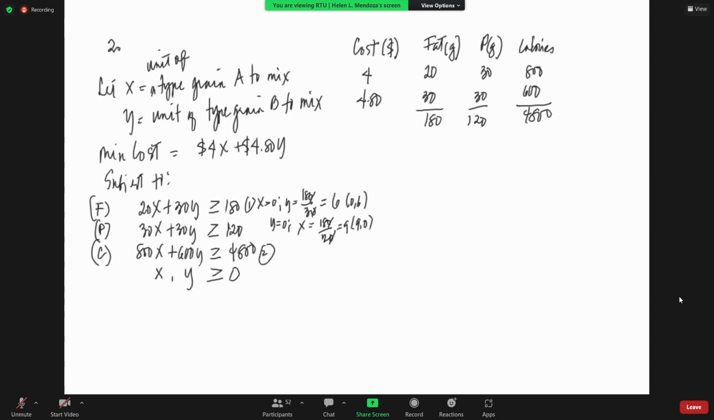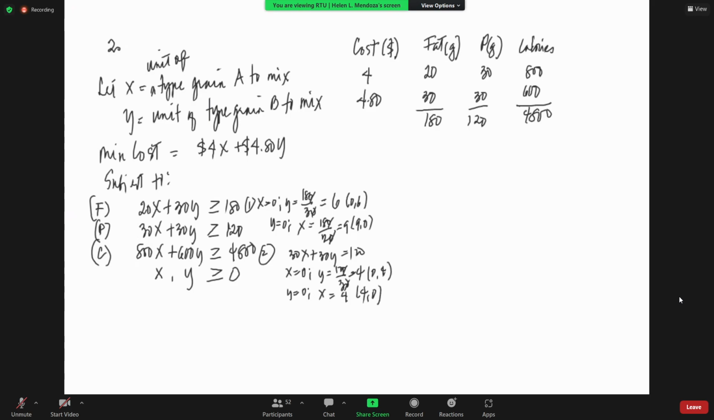For the second one, we have 30x plus 30y is equivalent to 120. X is 0. Y is 120 divided by 30. So we have the 0. 12 divided by 3 is 4. Y is 0. So X is also 4. So we have (0, 4) and we have (4, 0).